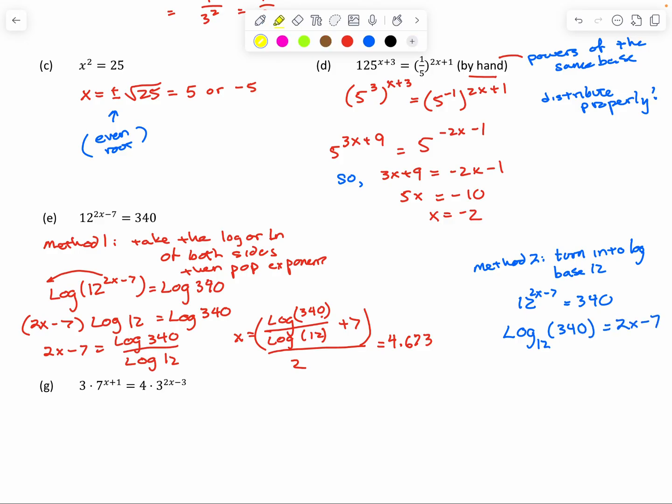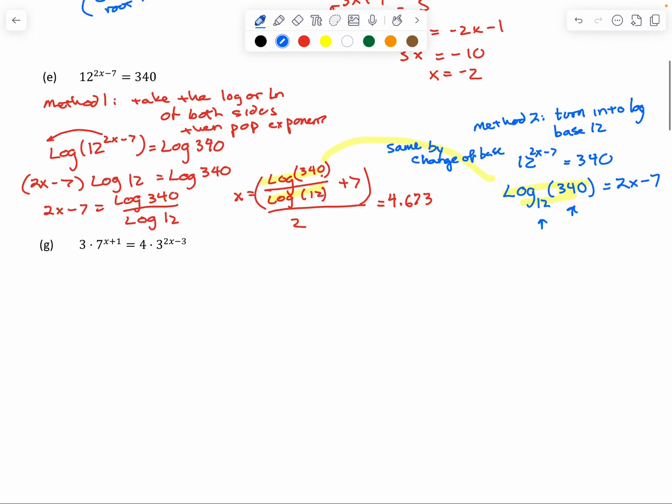Something to notice, this and this are the same by the change of base formula. You take the log of the number and divide by the log of the old base, or the ln of the number and divide by the ln of the base. Okay, when you have two different bases and they both have x's, you have to just take the ln or log of both sides.